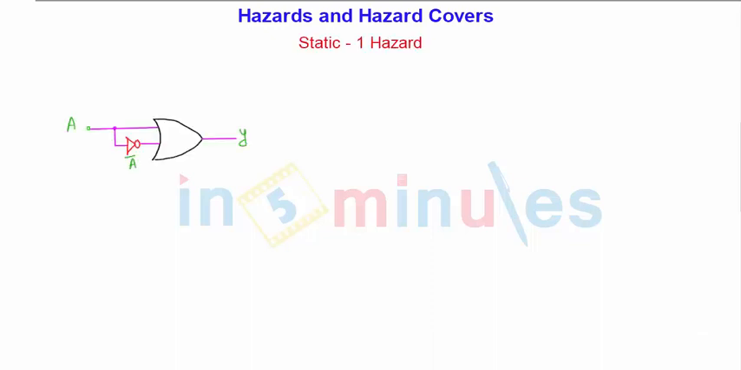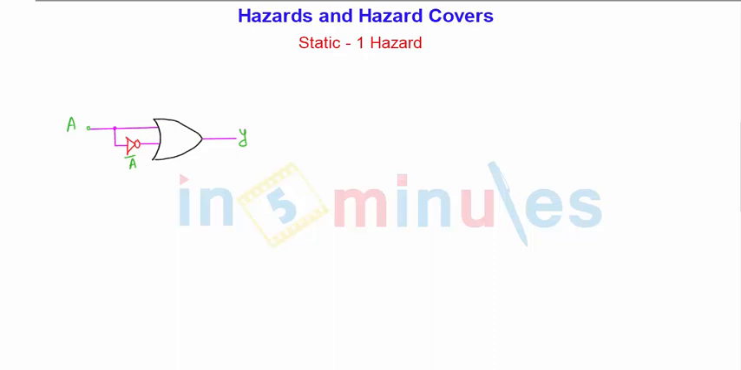In this presentation we are going to see hazards, particularly in combinational circuits. So what do you mean by hazards? Hazards are difficulties in the circuit due to the construction and the propagation delays of the logic gates. There are particularly two types of hazards. Let us start with the first one, which is the static 1 hazard.